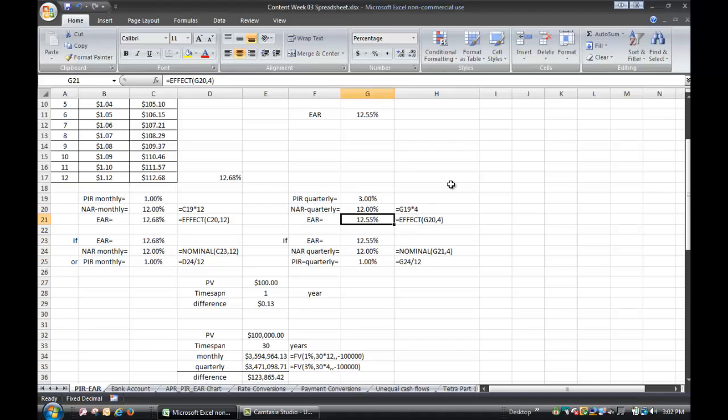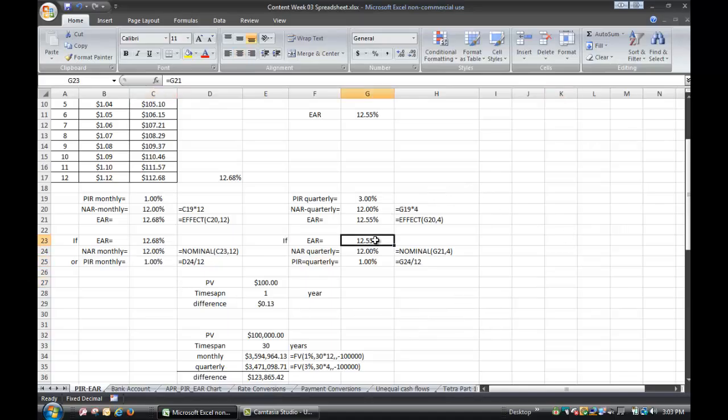Let's go the other direction. Let's say we have an EAR and we want to get to a nominal rate or a periodic interest rate. Let's just use the 12.68% we just calculated. What is the nominal rate of that? Well, we use the nominal function. C23 is 12.68%, and there's 12 months per year, and we want the monthly one, so we use 12. And to get to the PIR, we just divide by 12. I keep saying PAR.